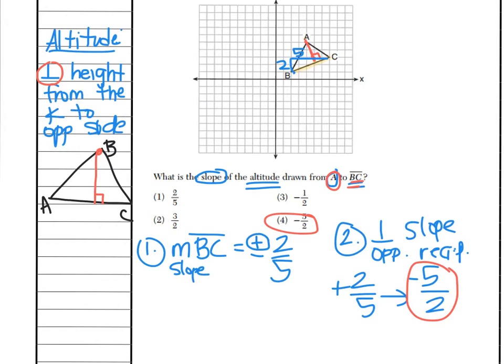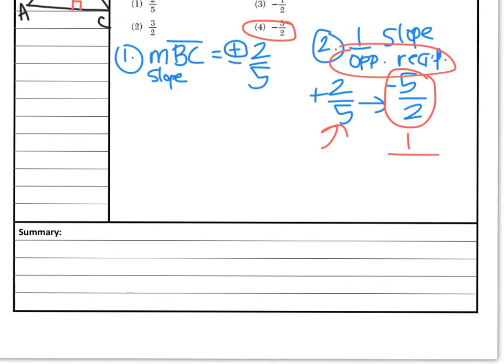Okay? All right. If they wanted to find a line parallel to BC, then you would be finding and keeping the same slope of 2/5. But for this one, we wanted perpendicular, so we had to use opposite reciprocal slopes. Okay? All right. Go ahead and write a quick summary and start your practice.